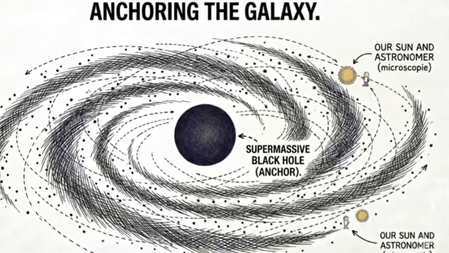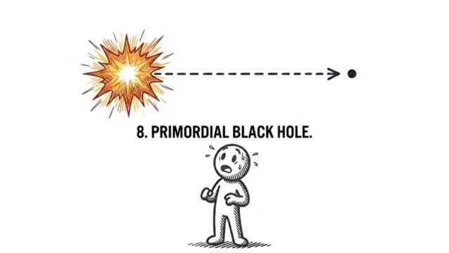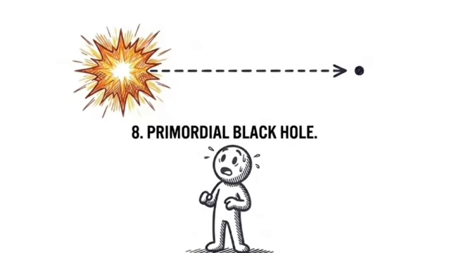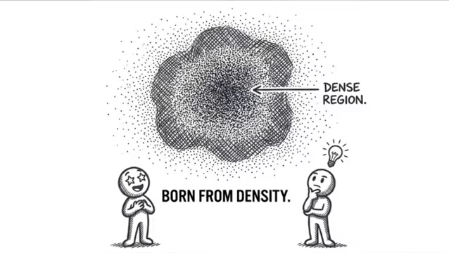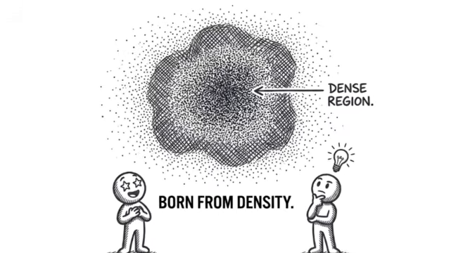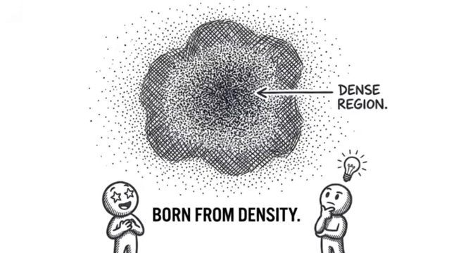Primordial black hole. A primordial black hole is a theoretical type that may have formed just moments after the Big Bang. Instead of coming from dying stars, these black holes could have appeared when tiny regions of the young universe became unusually dense.